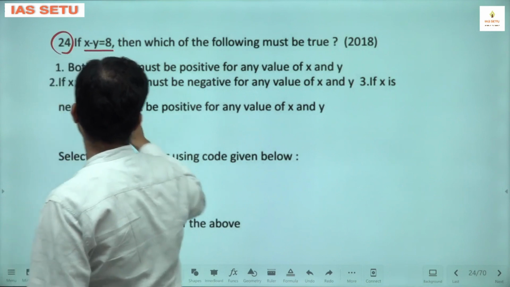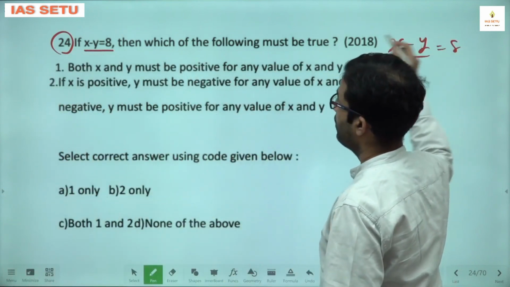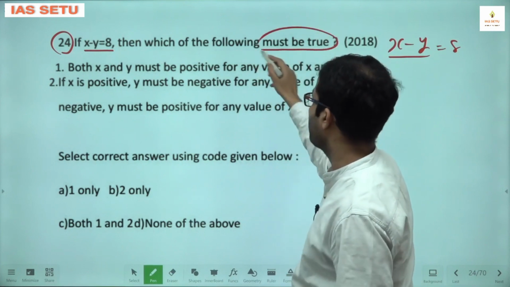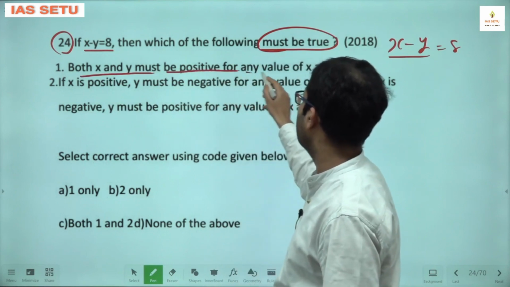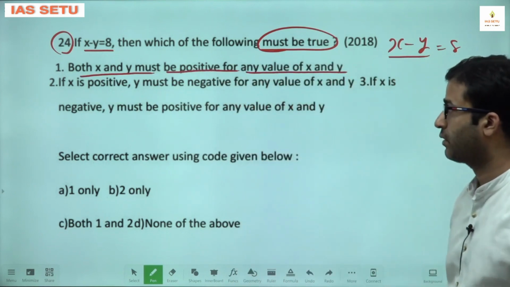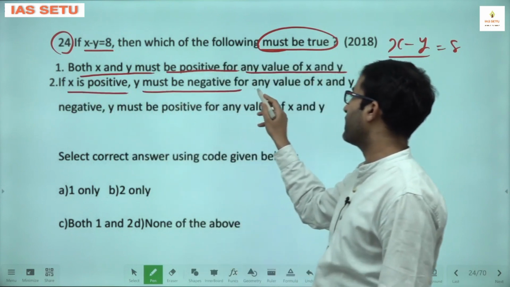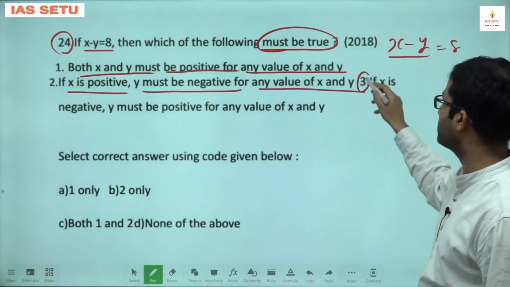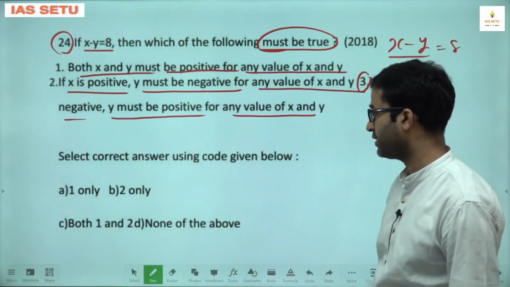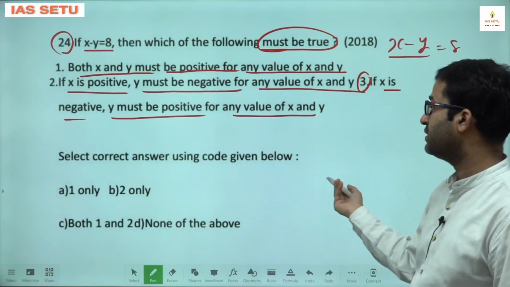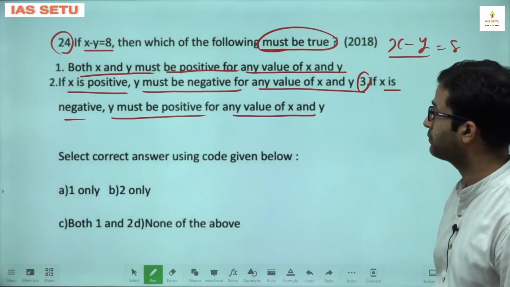If x minus y is equal to 8, which of the following must be true? First, both x and y must be positive for any value of x and y. Second, if x is positive, y must be negative for any value of x and y. Third statement, if x is negative, y must be positive for any value of x and y. Select the correct answer using the code given below: 1 only, 2 only, both 1 and 2, none of the above.